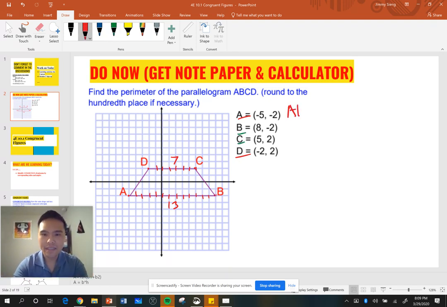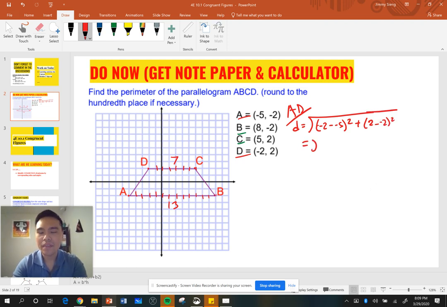So I was trying to find A to D. I'm going to use my distance formula, which should be the square root of (-2 minus -5) squared plus (2 minus 2) squared. That should give me the square root of -2 plus 5 is 3 squared, plus 2 plus 2 is 4 squared, right? And that should give me the square root of 9 plus 16, square root of 25, which I know is 5, okay? So from A to D is 5.